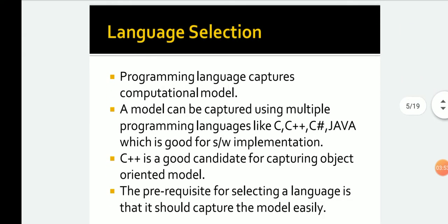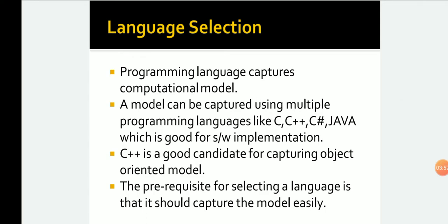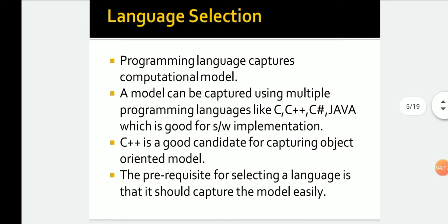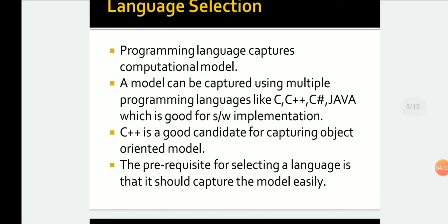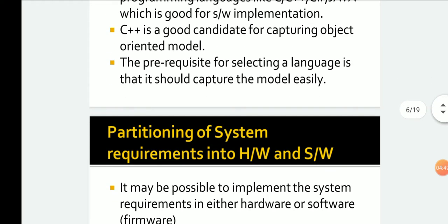Now let's move on to language selection. We all know many programming languages like C, C++, Python, Java, etc. Programming languages help in capturing computational models. A model can be captured using many programming languages, and C, C++, C#, Java are good for software implementation. See the third point: C++ is a good candidate for capturing object-oriented models. The last sentence is: for selecting a language, the prerequisite is that it should capture a model easily. If a programming language captures a model easily, that is the main vital step and the most important factor for selecting a programming language.